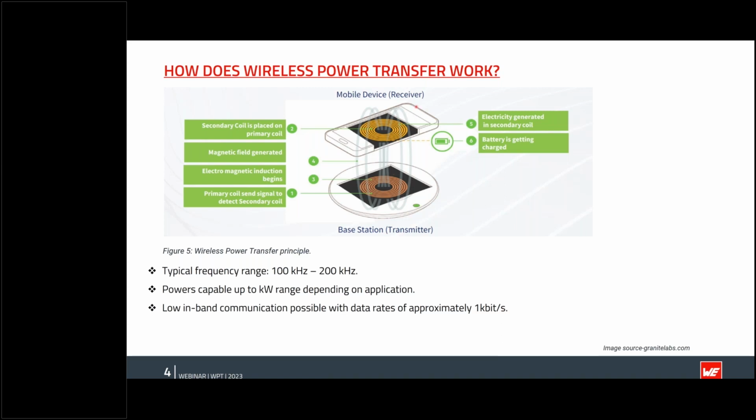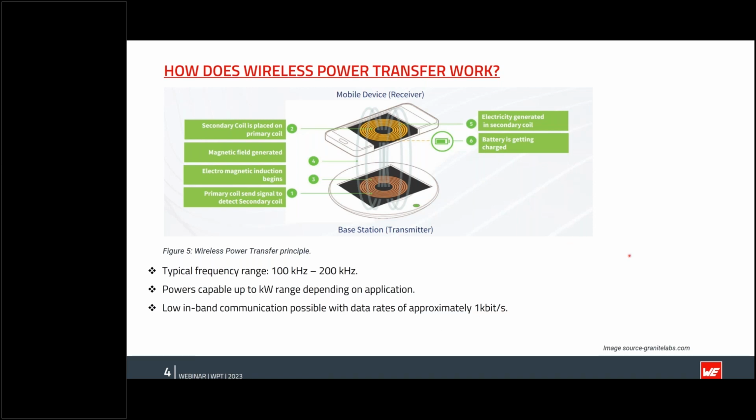The typical frequency range at which wireless power transfer works is usually from 100 kilohertz to 200 kilohertz. The power capable of being transmitted wirelessly is up to a few kilowatts, depending on the application. And the type of communication that's possible is a low in-band communication with data rates of up to approximately 1 kilobit per second.